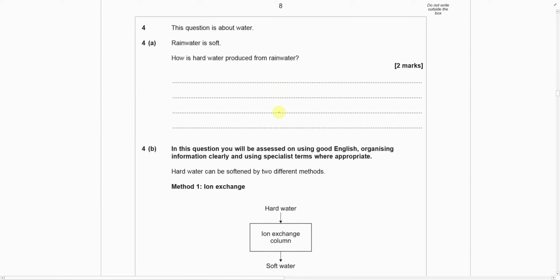Right, question 4. This is about water, so we get to the exciting stuff now. Rainwater is soft. How is hard water produced from rainwater? So the question's looking for you to describe what 2 things can make water hard. It's either Mg or Ca ions dissolved in the water, and this is normally from rocks. I believe the mark scheme says you can get away with writing limestone if you're talking specifically about these ions, but I think just writing the symbols and the ions would be fine as well.